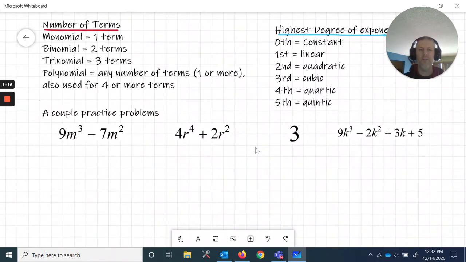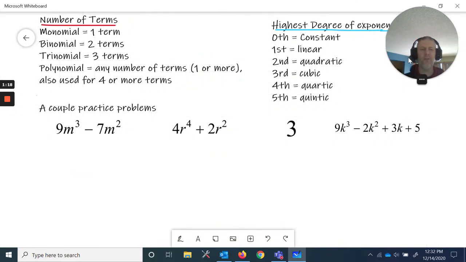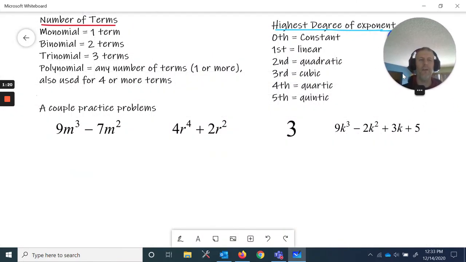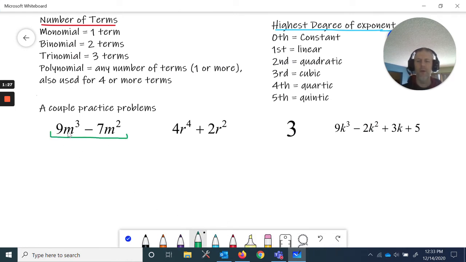Okay, so let's talk about how to actually do this work. We'll move my face out of the way so you can read it. Okay, so we're going to look at this little group here. I've got 9m to the third minus 7m squared. And so add and subtract signs split up my terms. So I've got one term here and one term here. So I've got two terms. So this is a binomial because there's two terms. And my highest exponent is 3. So that makes it a cubic.